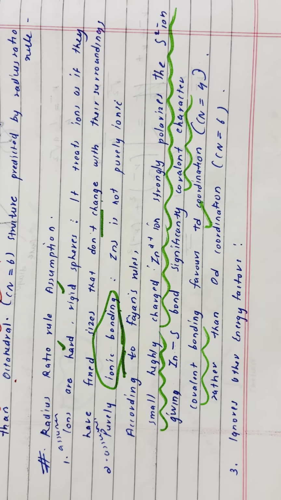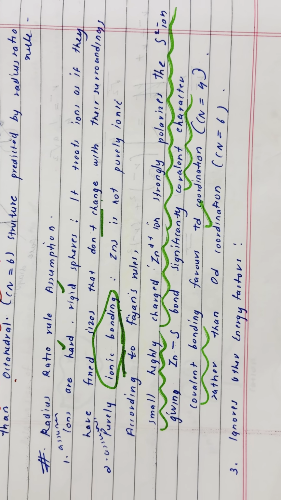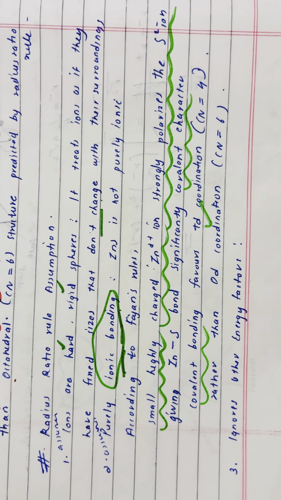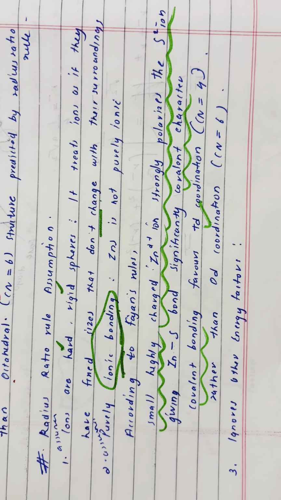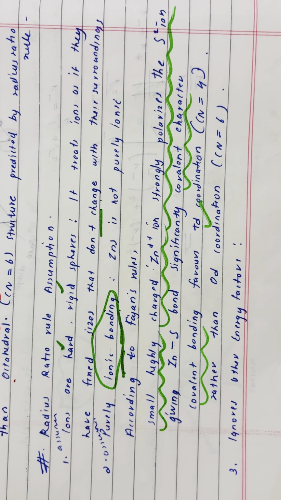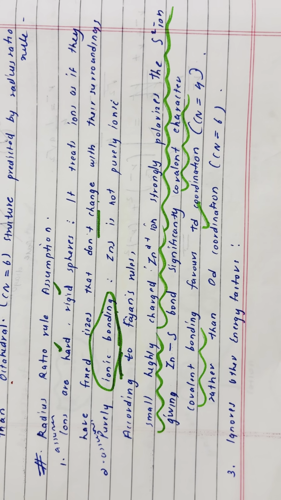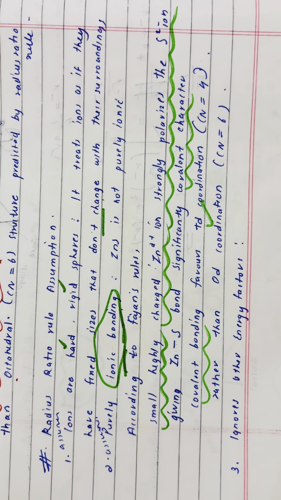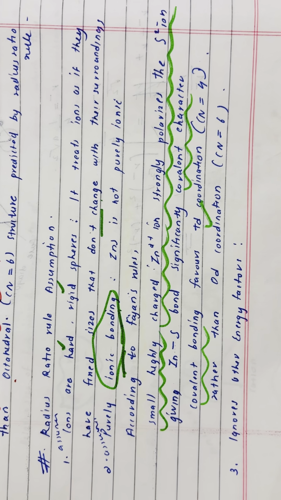So we'll see the limitations of this radius ratio rule. Because we assumed many things here, we assume that the size does not change according to the environment. The size of the ion is fixed, hard and rigid. That is our first assumption. Then we assume that it is only ionic bonding, no covalent bonding. We assumed purely ionic bonding.